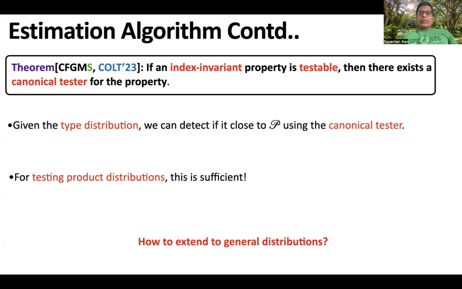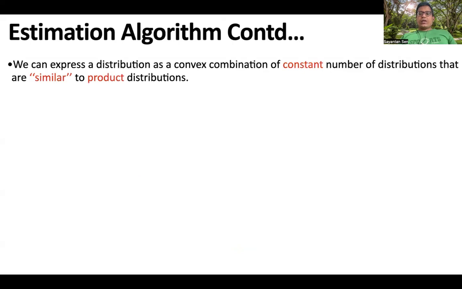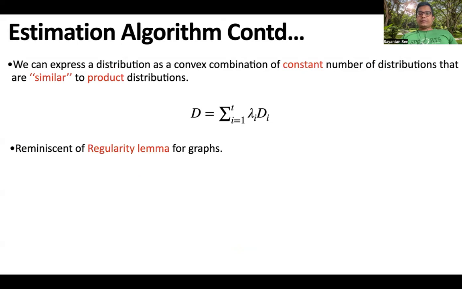Now, of course, we want to solve it for general distributions. So how do we extend our approach to general distributions? For this purpose, we prove that we can express an arbitrary distribution as a convex combination of a constant number of distributions that are similar to product distributions. So in a sense, we can write the unknown distribution D in terms of the component distributions Di.